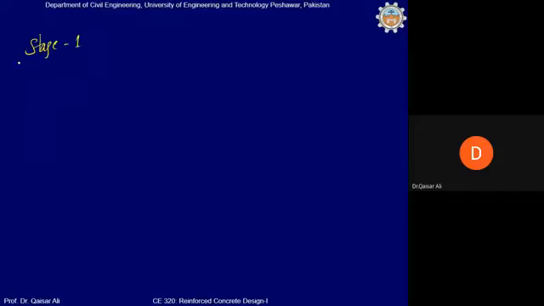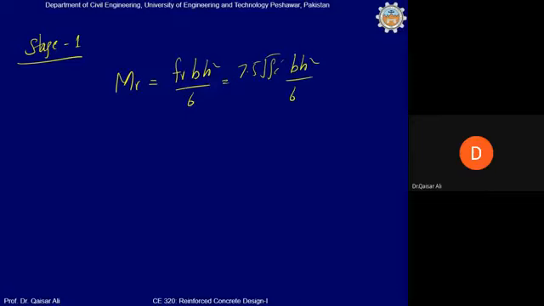Ignoring the effect of reinforcement, which is a very small contribution, the flexure capacity, if you remember, was equal to Fr into b square by 6. It is equal to 7.5 root Fc prime into b square divided by 6. Clear? Put the values in and give me the value of Mr.